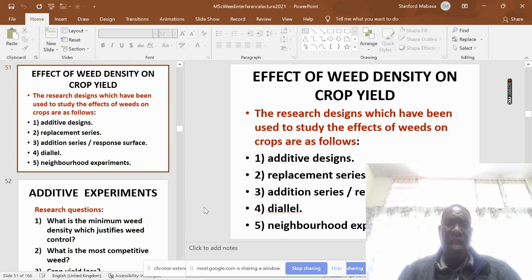So we are going to go through these five approaches in examining the effect of weed density on crop yield. So we will start with the additive experiments.